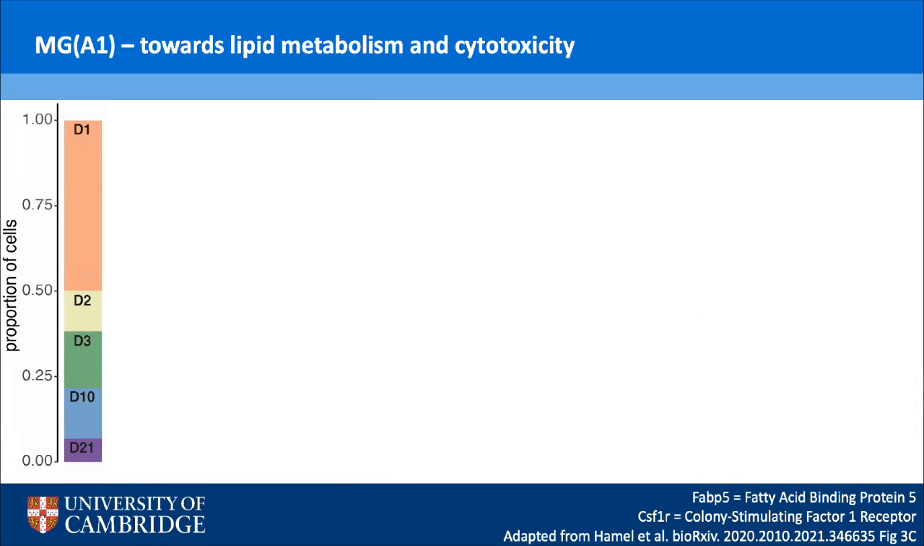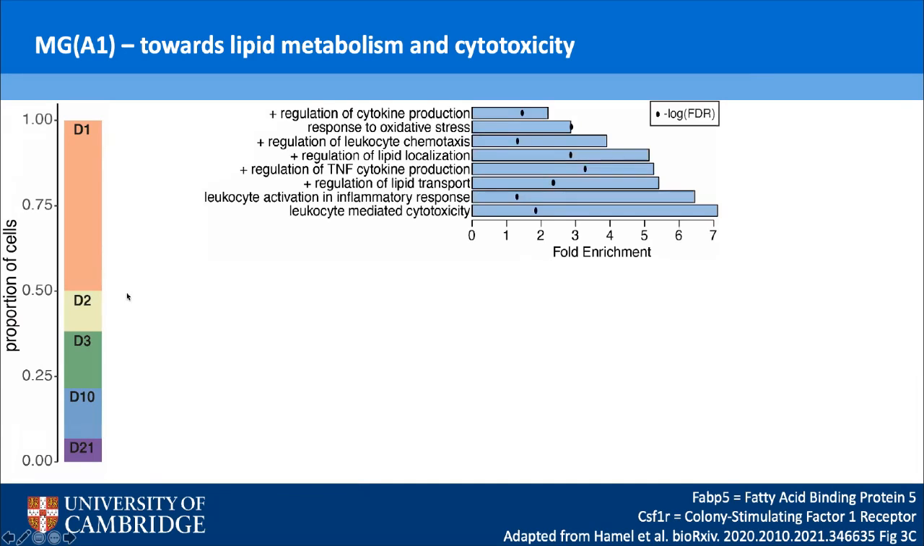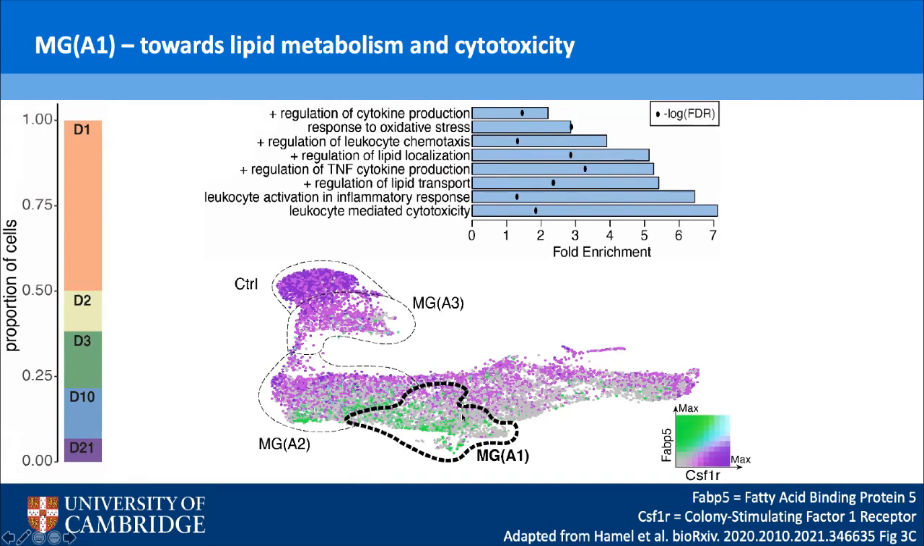Cluster A1 is dominated by cells from day 1 post-injury. Based on the GO analysis, it appears to be pro-inflammatory and involved in lipid transport and the response to oxidative stress. Notably, this cluster is marked by the expression of fatty acid binding protein 5, or Fabp5, which is an intracellular lipid transporter involved in fatty acid uptake, transport, and metabolism, and has pro-inflammatory effects in other contexts.